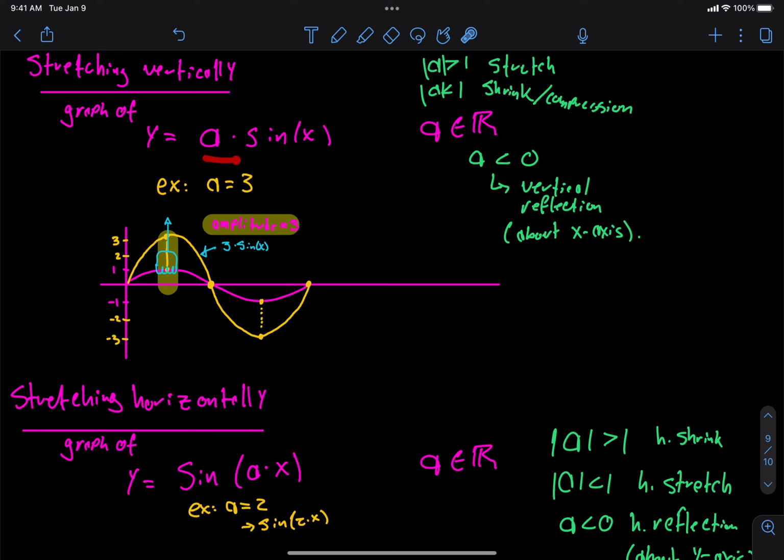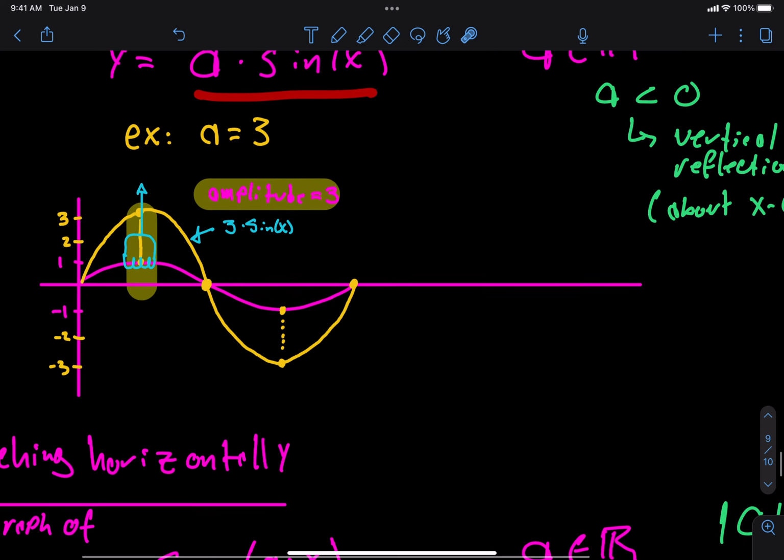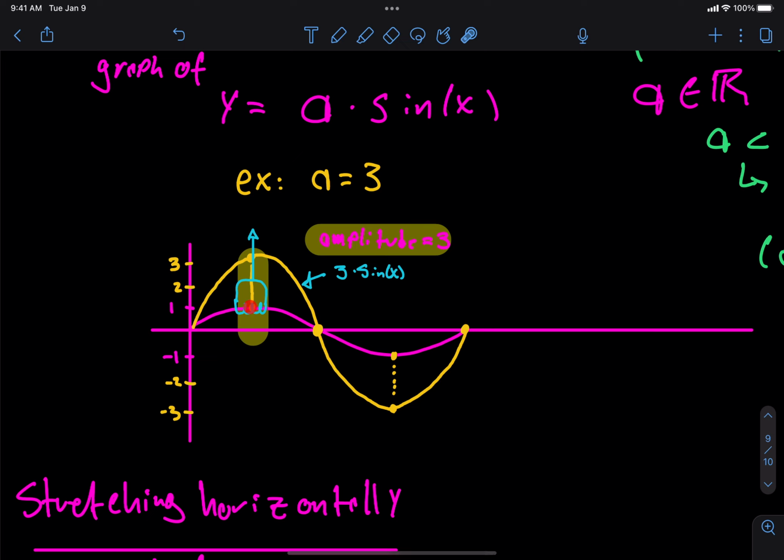Okay, so in order to make the graph of a sine x, all we're going to do is multiply the height of every point on the sine function by whatever a is. So in this example, we had a equal to 3. I take the normal height at 0, which is just 0, because sine of 0 is 0, so it stays at 0. But at pi over 2, the height of the sine function is 1. So the height of 3 times the sine function will be not 1, but 3. Okay? So that's how we stretch vertically.